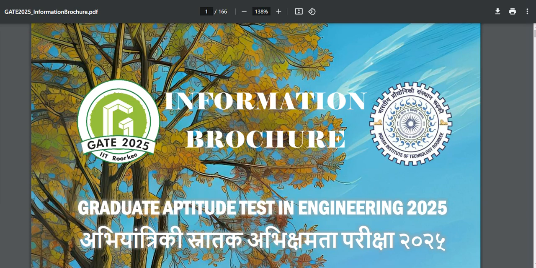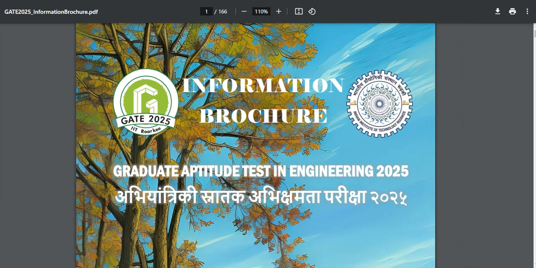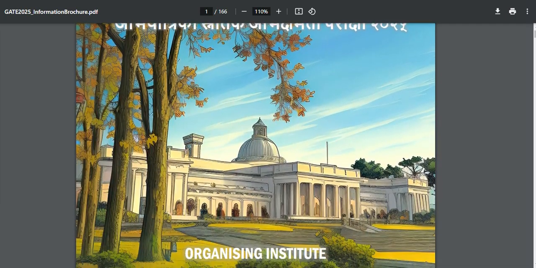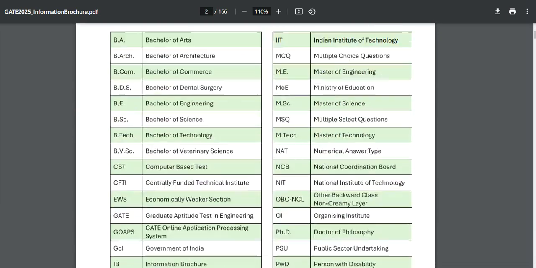So what we have done right now is this. This is the information brochure for your GATE 2025 examination. If you are aiming for this, you can go on this website and download the information brochure from there. We don't know what is GATE and what is happening. So this is Graduate Aptitude Test in Engineering 2025. They are referring to engineering, but why are we here? We are from humanities. So let's explore what is happening over here.